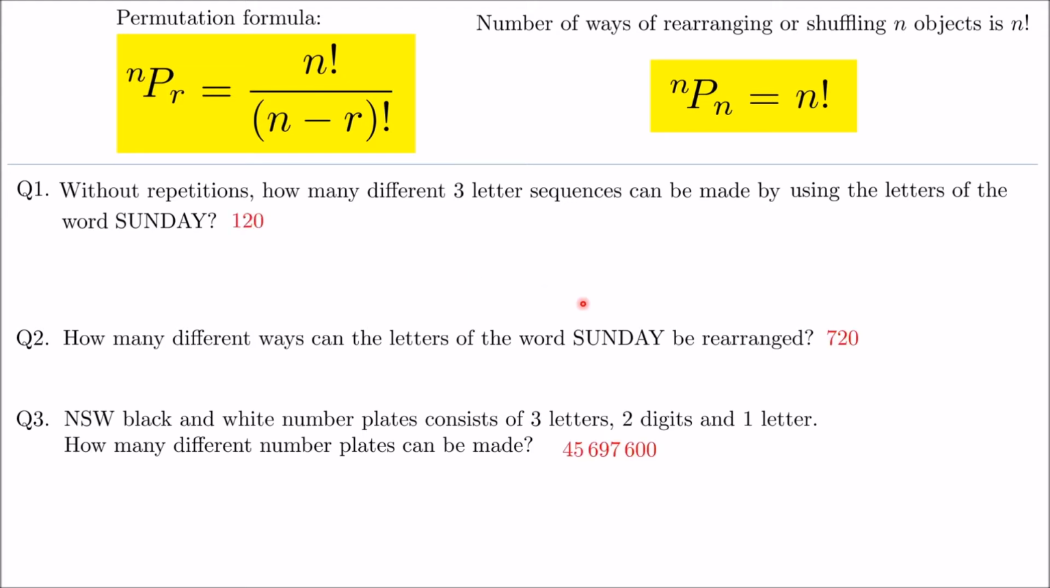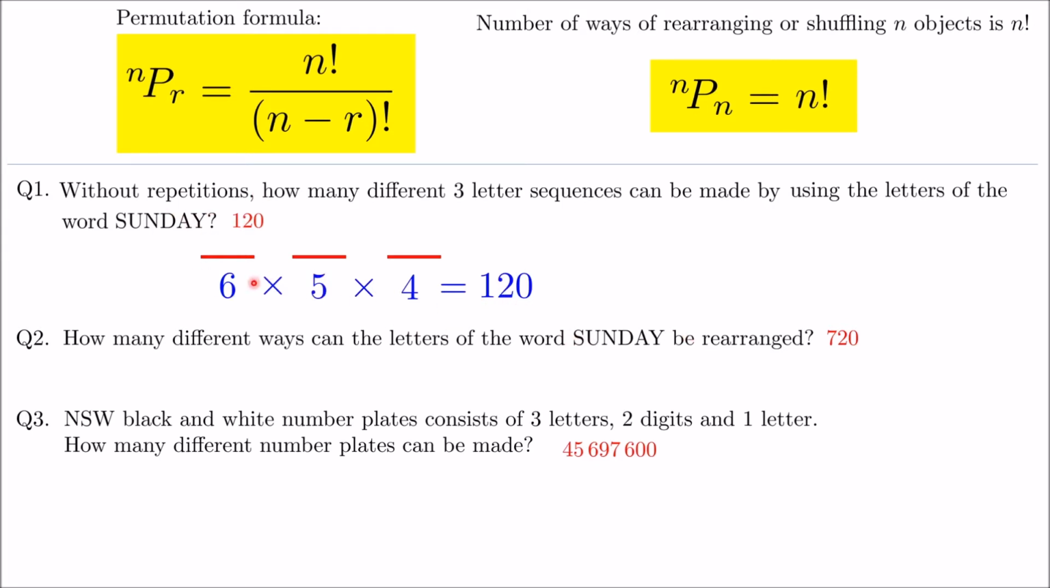Alright, so here are the final answers. We're going to go through the working out. Okay, so without repetitions, we're going to try to form a sequence of 3 letters, choosing from the 6 available letters from the word Sunday. So we're going to draw up 3 slots representing the 3 letters we're going to choose. Right in the beginning, there are 6 options, right? All 6 options are available to us, but there's no repetitions. So suddenly when you make your second choice, there's only 5 available. And then 4 for the third choice. Multiplying that together, we get 120.